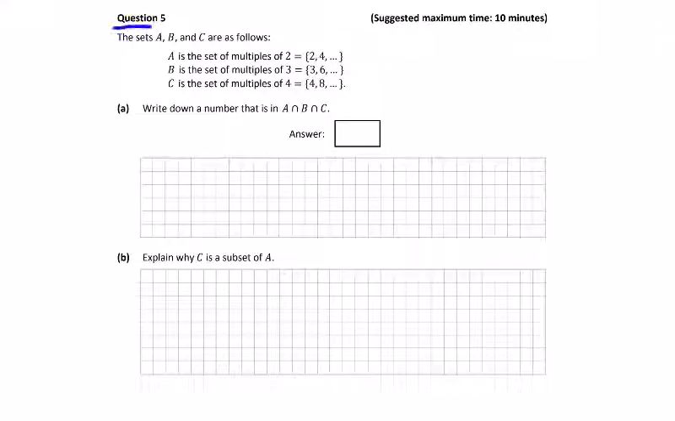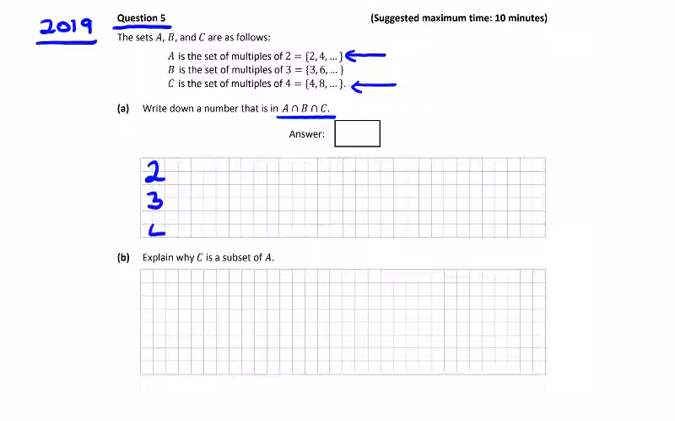Here we have question 5 from 2019. Sets A, B, and C. A is multiples of 2, B is multiples of 3, and C is multiples of 4. Write down a number that is in A intersection B intersection C. So we have multiples of 2, 3, and 4.